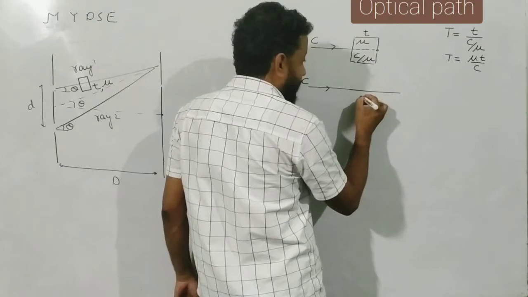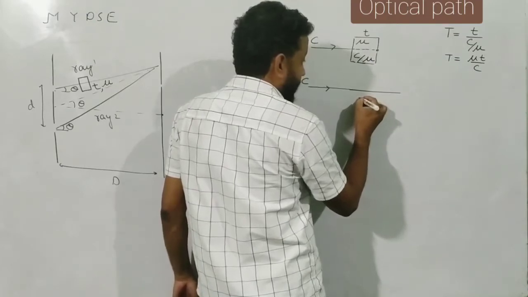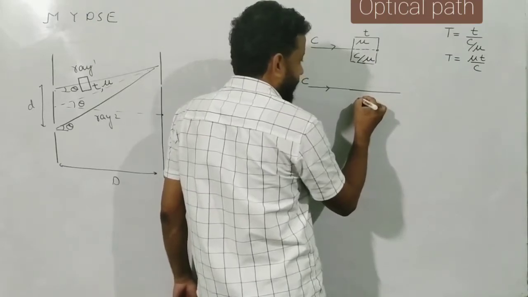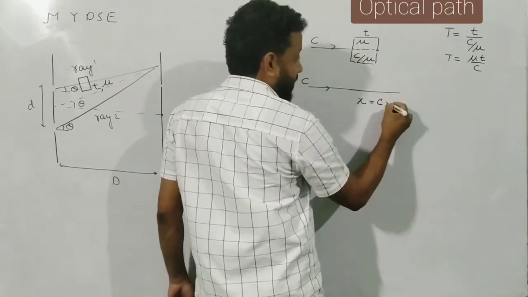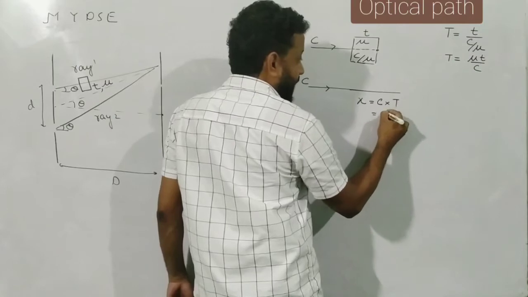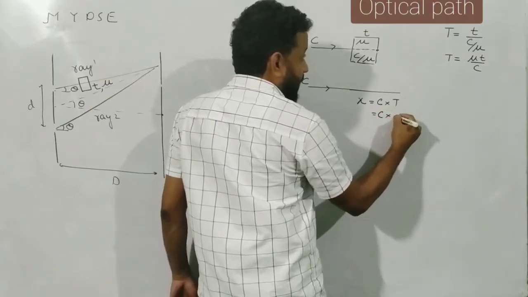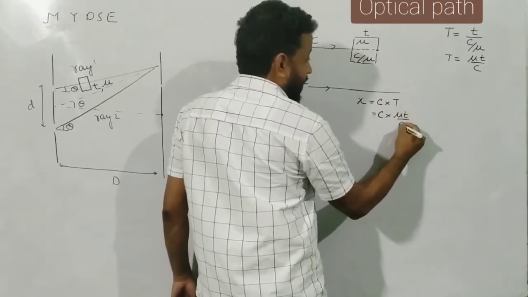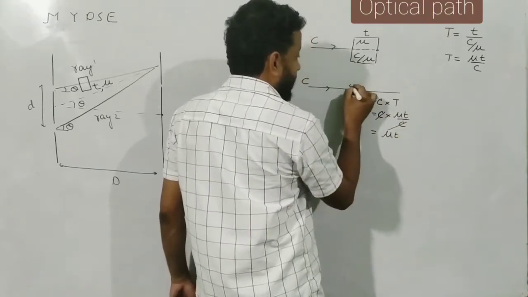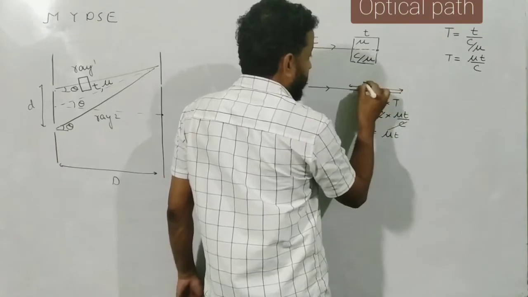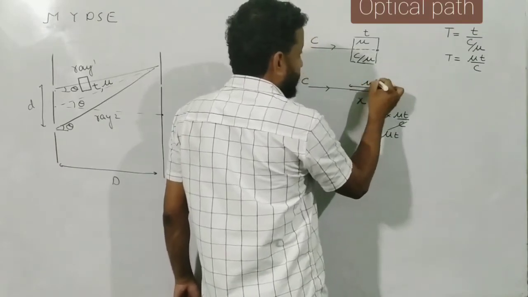This will travel a distance of, let us say, x, a distance of c multiplied by this time. And how much is that time? That time is equal to c multiplied by mu times t divided by c. So c gets cancelled out. So you will get this distance as mu times t. So from here to here, this travels a distance of mu times t.